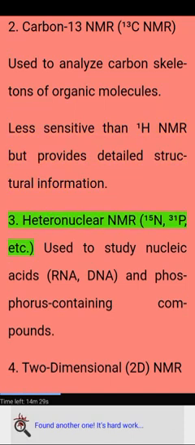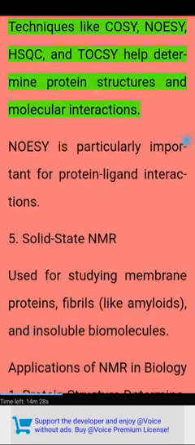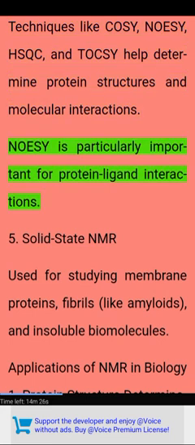3. Heteronuclear NMR: 15N, 31P, etc. Used to study nucleic acids, RNA, DNA, and phosphorus-containing compounds. 4. Two-dimensional, 2D, NMR. Techniques like COSY, NOESY, HSQC, and TOCSY help determine protein structures and molecular interactions. NOESY is particularly important for protein-ligand interactions. 5. Solid-state NMR. Used for studying membrane proteins, fibrils like amyloids, and insoluble biomolecules.